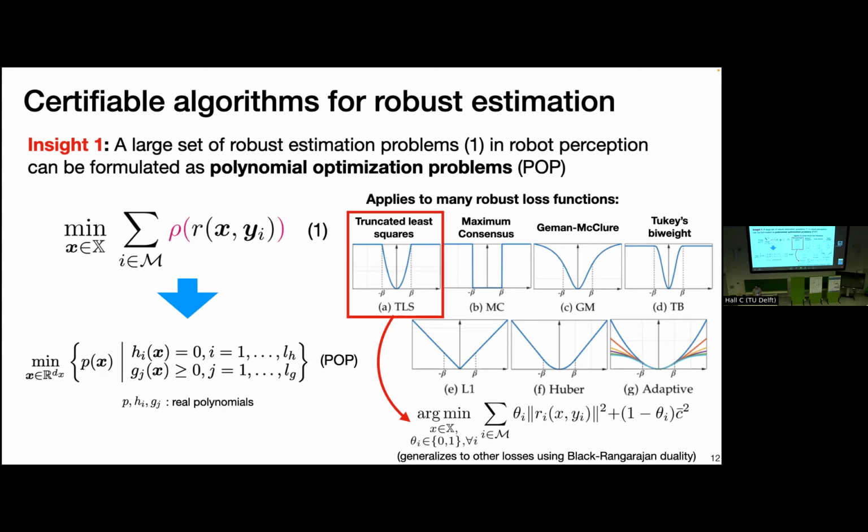So great. With this first insight, we have essentially rephrased most of robust estimation for robotics as polynomial optimization problems. But the truth is that we haven't gained much, in the sense that polynomial optimization is a very nice and general class of problems, but it's still hard to solve.